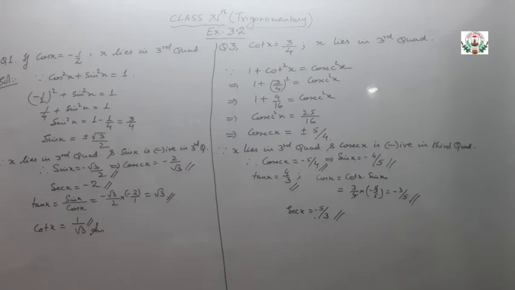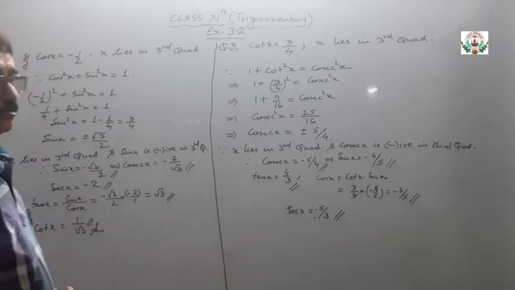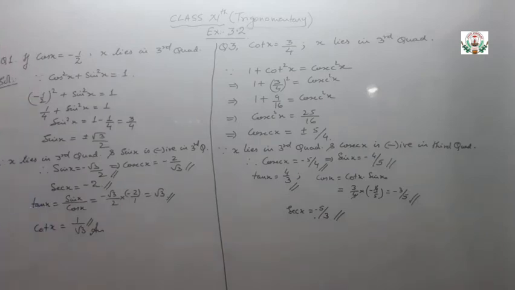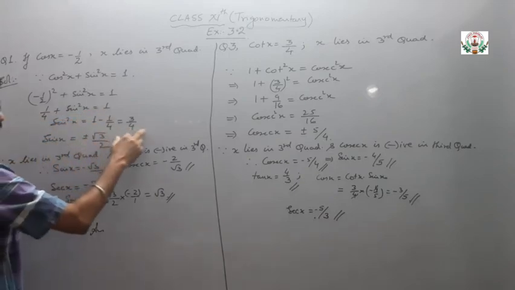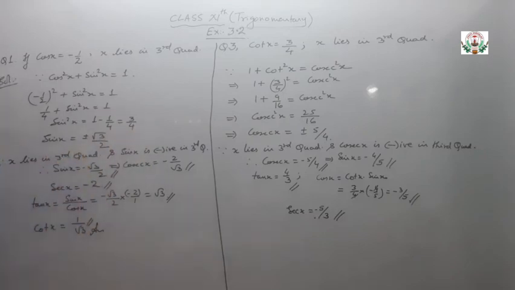Now exercise 3.2, question number 1. If cos x equals minus 1 by 2 and x lies in the third quadrant, we have to find the values of the rest of the 5 trigonometrical ratios. Cos x, from the first identity, cos square x plus sin square x equals 1. Cos x is minus 1 by 2, minus 1 by 2 square becomes 1 by 4, plus sin square x equals 1. Sin square x equals 1 minus 1 by 4 equals 3 by 4, so sin x will be equal to plus minus root 3 by 2.